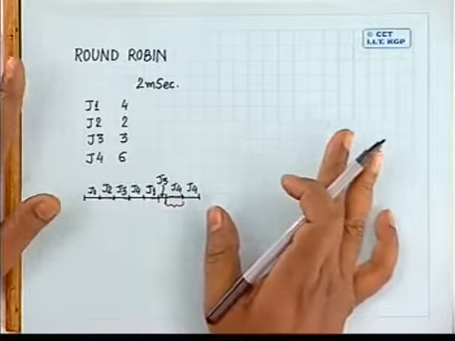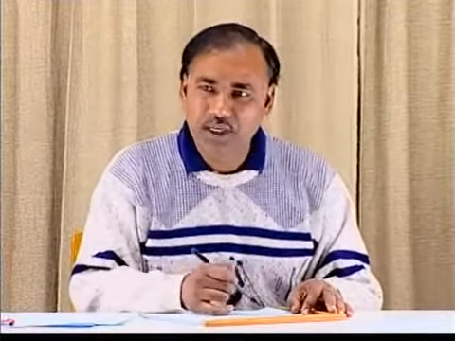So this is how round robin scheduling will work, and here you find that I didn't give any priority to any of the jobs, neither to a job which requires minimum CPU burst time, nor to a job which has been set to a higher priority by either the user or the administrator. So all the jobs are treated equally in round robin scheduling.